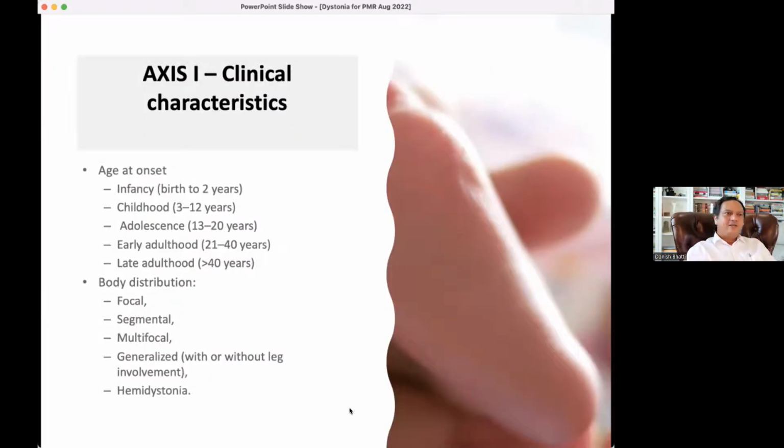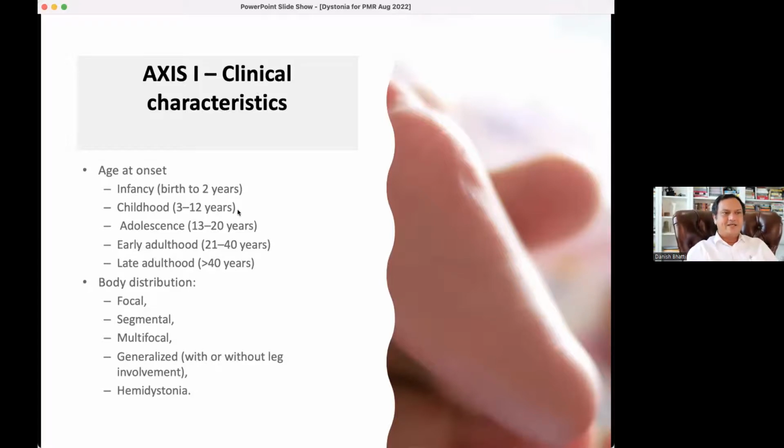So how do we define these dystonias? There are many ways to classify or label them. Two common ways are to label them based on age of onset and body distribution. Both of them are part of axis one of the naming classification of dystonias. Axis two is the etiology, axis one is the clinical characteristics, and two of the characteristics that we use are age and body distribution.